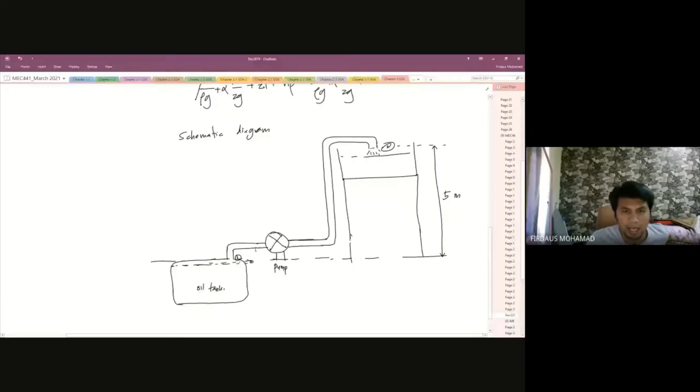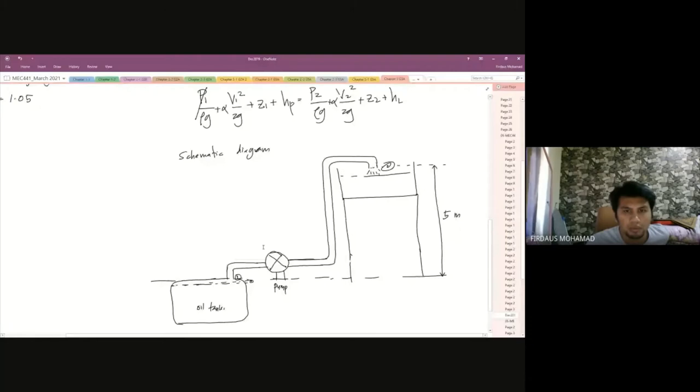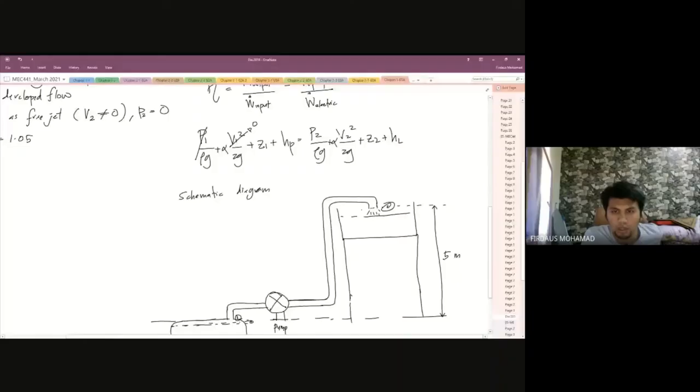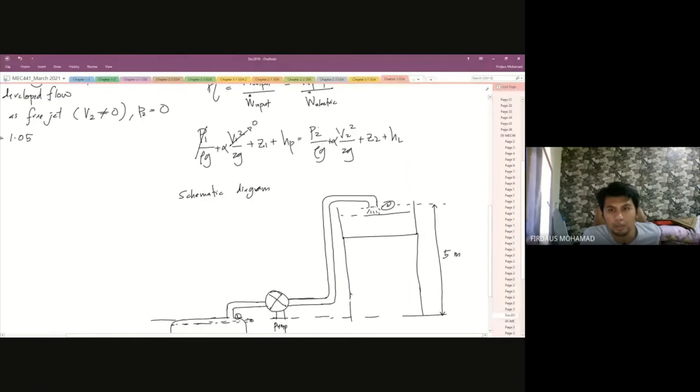Point 1, V1: it is a large tank, so V1 can be considered very small, so V1 is also 0. For point 2, it is exposed, or released, to the atmosphere. Pressure 2 is also equal to 0, because the gauge pressure at point 2 is the absolute pressure minus atmospheric pressure. Atmospheric pressure minus atmospheric pressure gives 0. So that's why P2 is also 0.